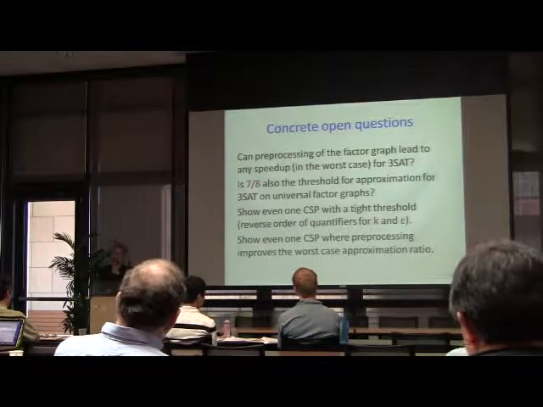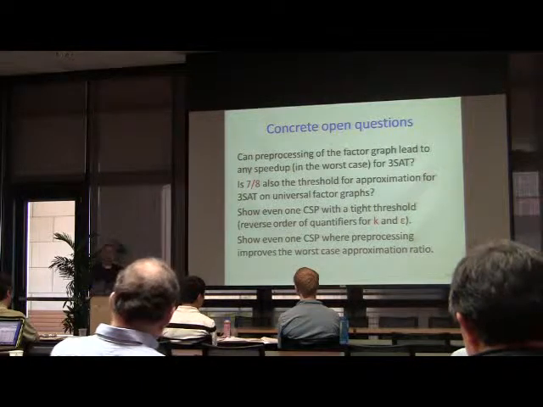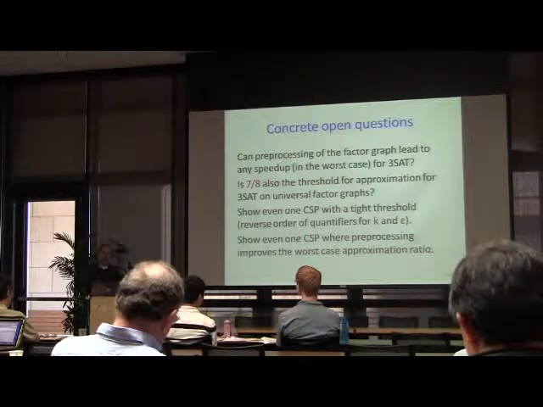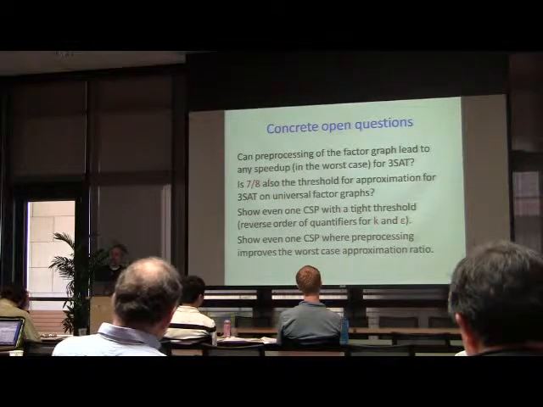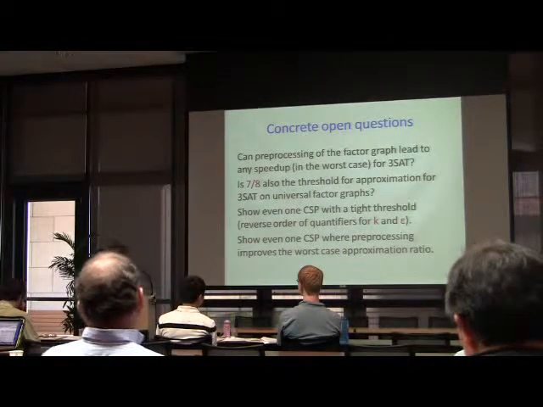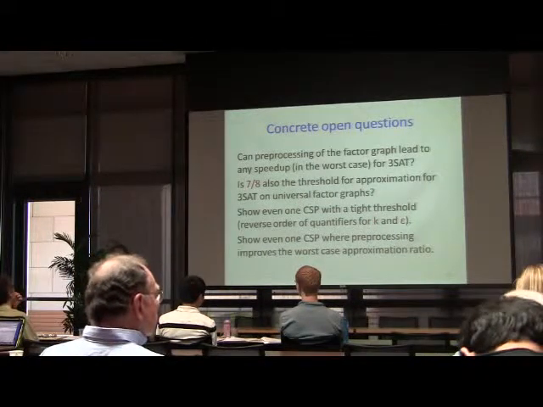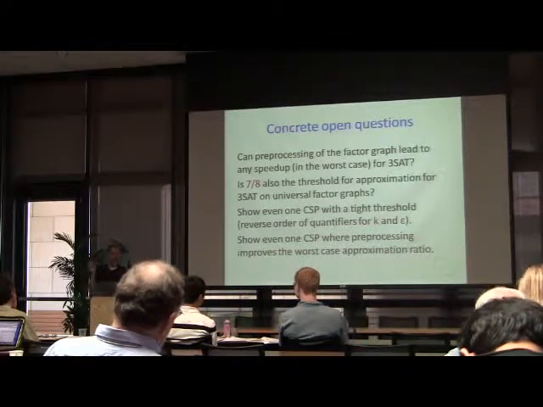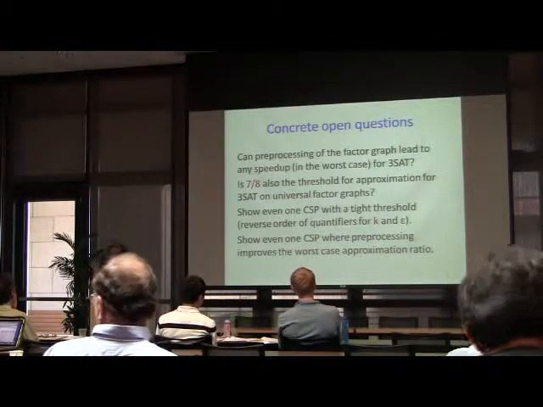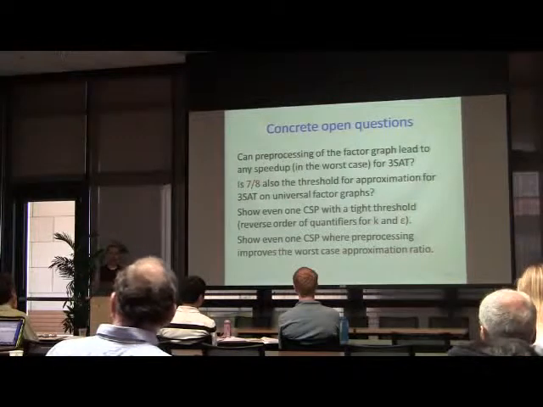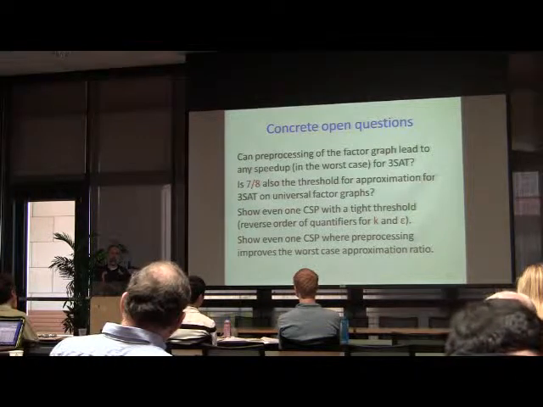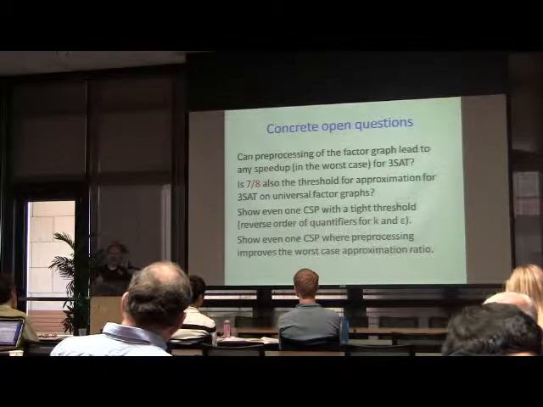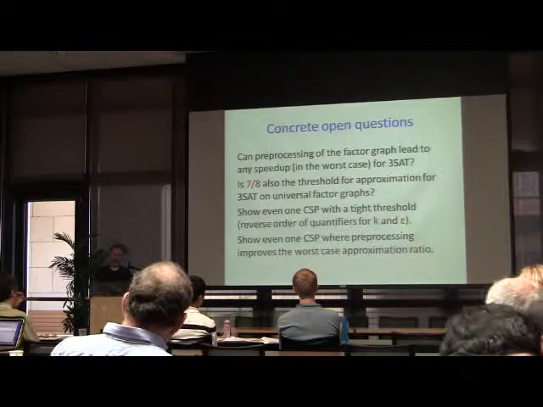The same thing with approximation ratios. Is 7/8 an approximation threshold also with preprocessing, or does preprocessing help in any way at all? More generally, show even one CSP for which we have a tight threshold. The result I showed before was not a tight threshold because of the order of quantifiers. We first had to fix epsilon, and then we said for large enough k that depends on epsilon, we had this tight result, but we would like to reverse the order, to say that, let's say for k-SAT, when k is 10, for every epsilon, you cannot do an approximation ratio better than 1 minus 2 to the minus 10 plus this small epsilon.